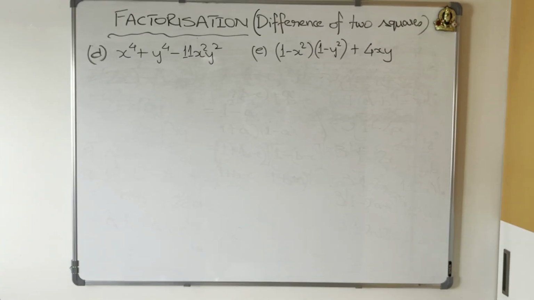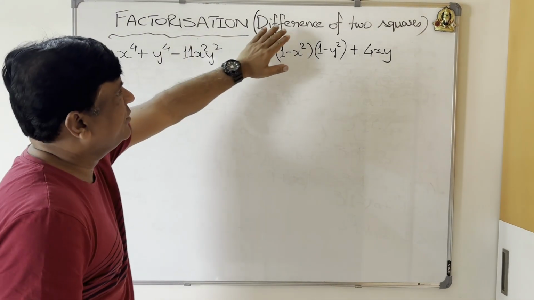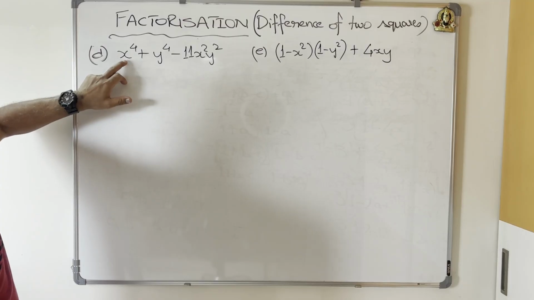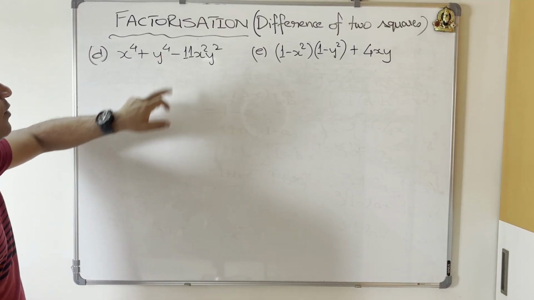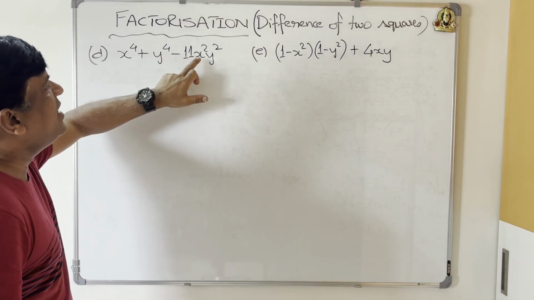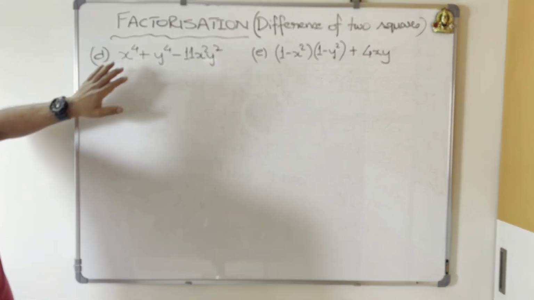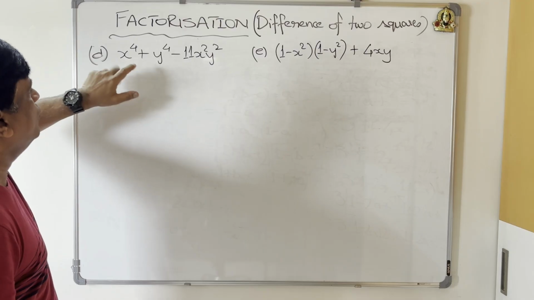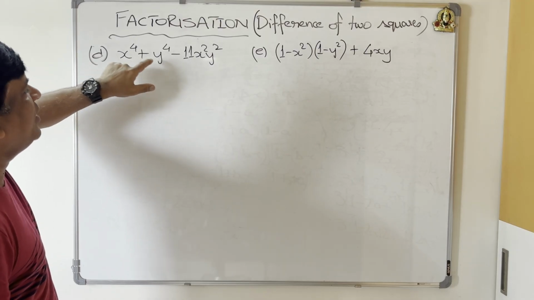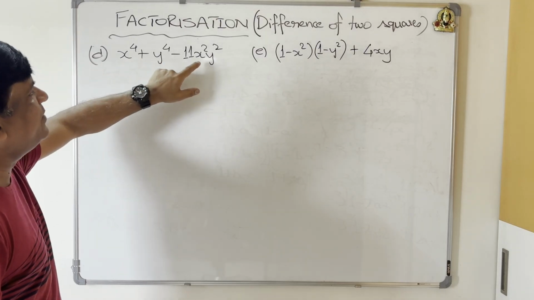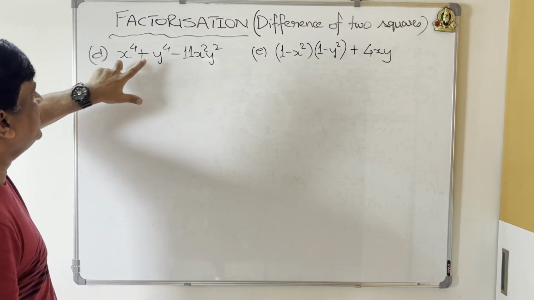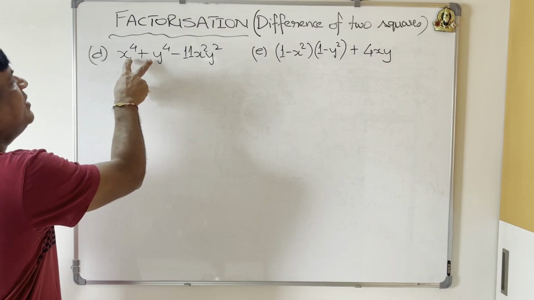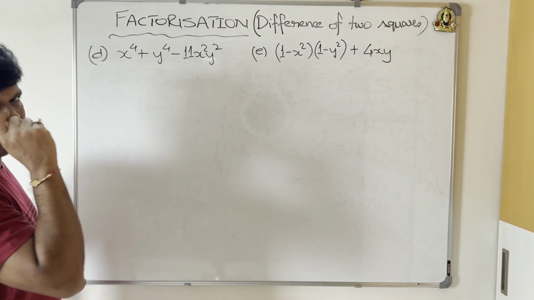Let's look at two more examples before we close this particular topic. Difference of 2 squares. Now you have something of this sort: x to the power 4 plus y to the power 4 minus 11 x square y square. Whenever you see these kind of problems, you need to think through. Here x to the power 4 is there, y to the power 4 is there, and along with that x square y square. That means they are asking me to think in the direction of making it a square of something.